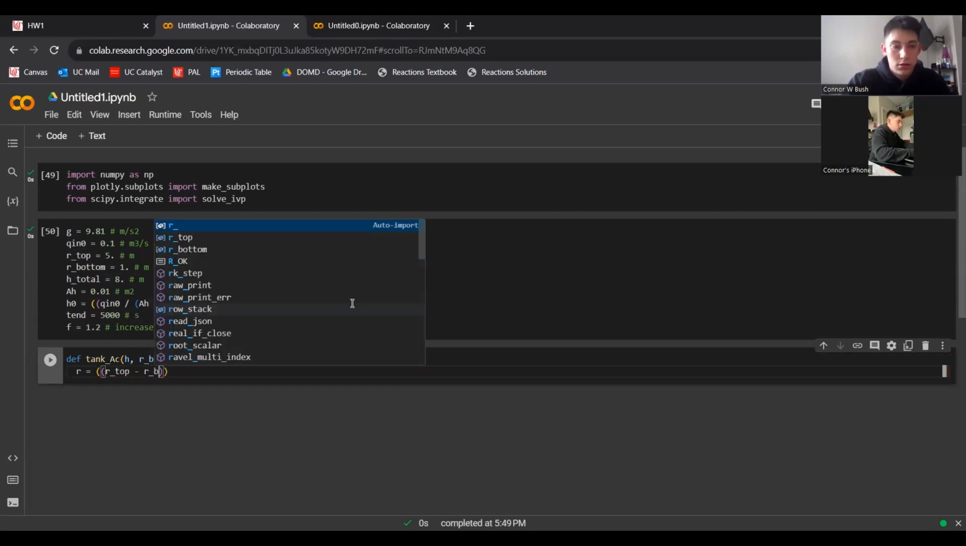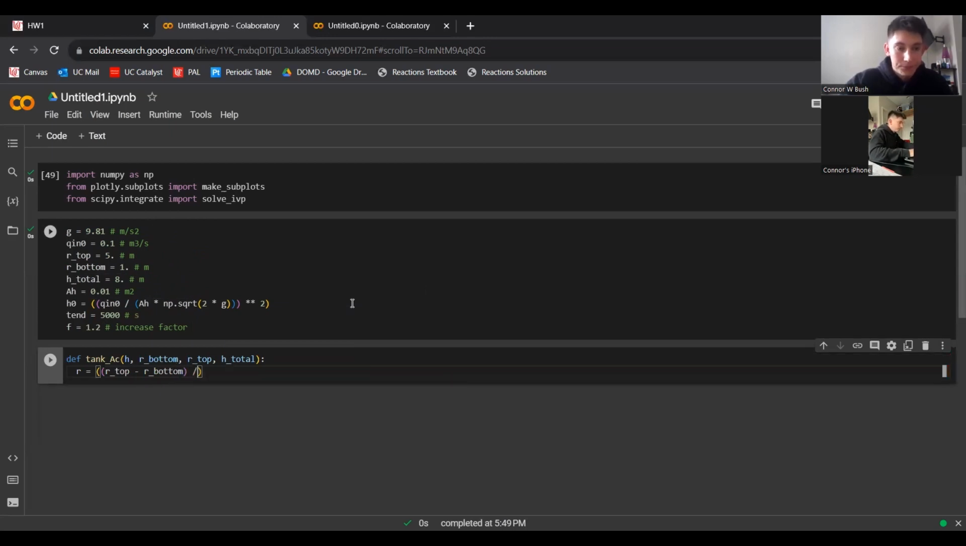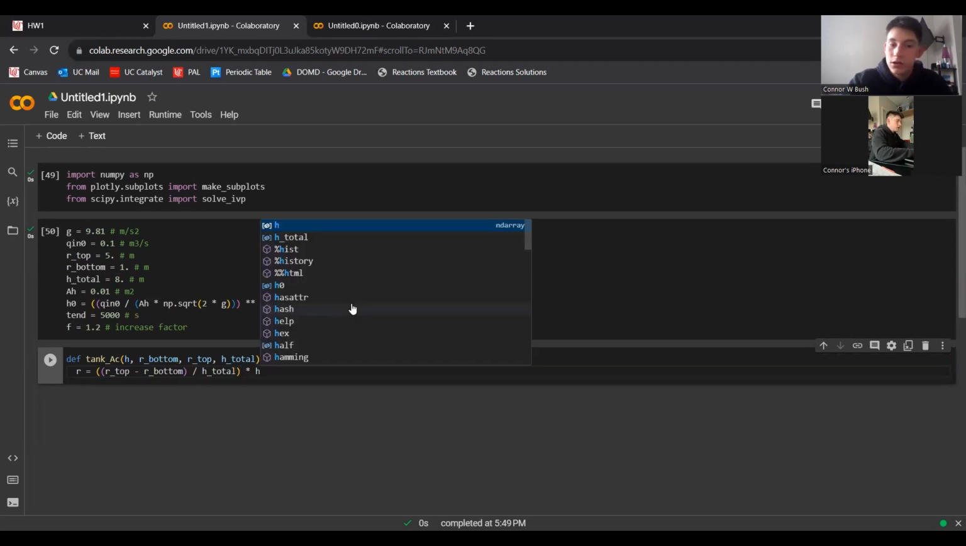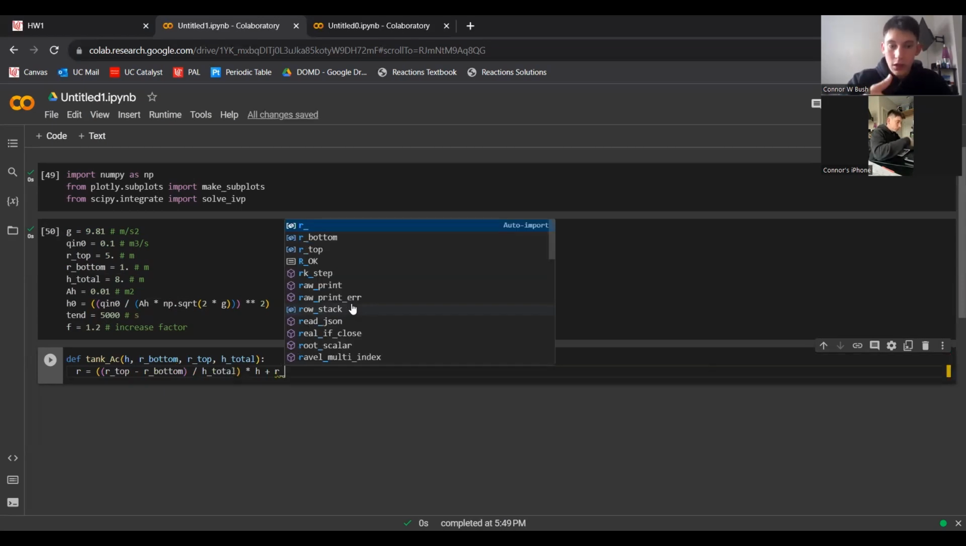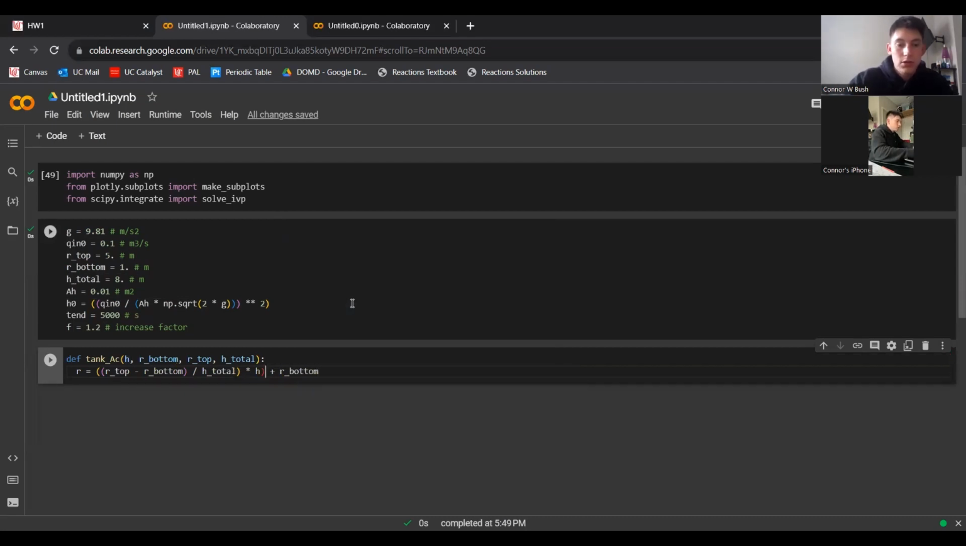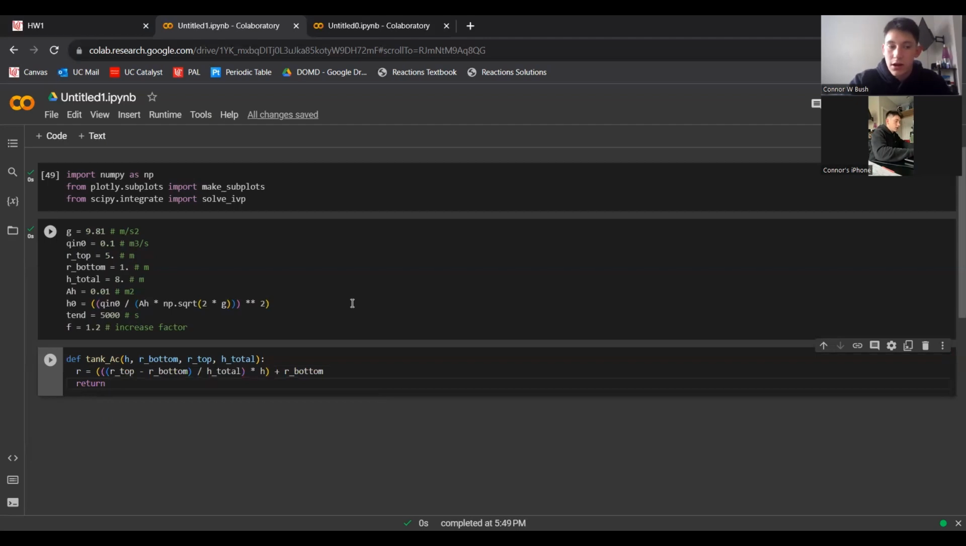Change in the top and bottom radii divided by the total height minus 0, so we can omit the 0. This will be multiplied by our independent variable h, and then we're adding the y-intercept, which is the bottom radius. We're going to add parentheses here to ensure that everything comes out calculated correctly, and then we are going to return the actual area, and the area of a circle is just pi times the radius squared.